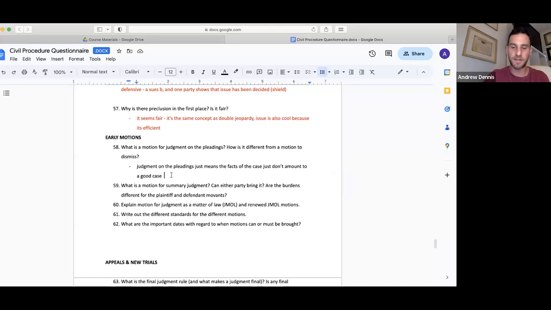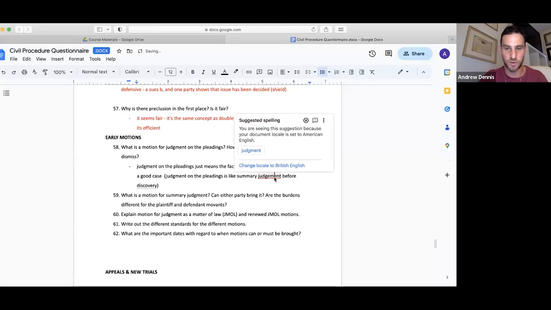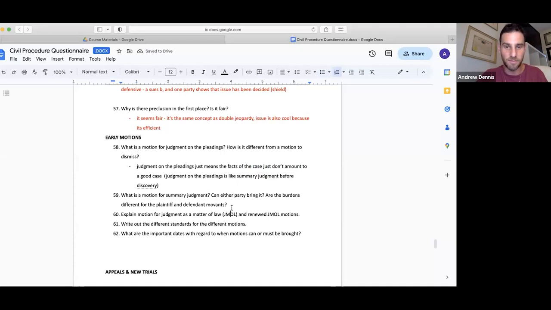Yeah, here's a better idea. Judgment on the pleadings is like summary judgment before discovery. You're right away saying there's no genuine dispute of material fact. Like, I don't even need to do discovery. Just on its face, this is trash. Okay. Then a motion for summary judgment is after discovery, right?